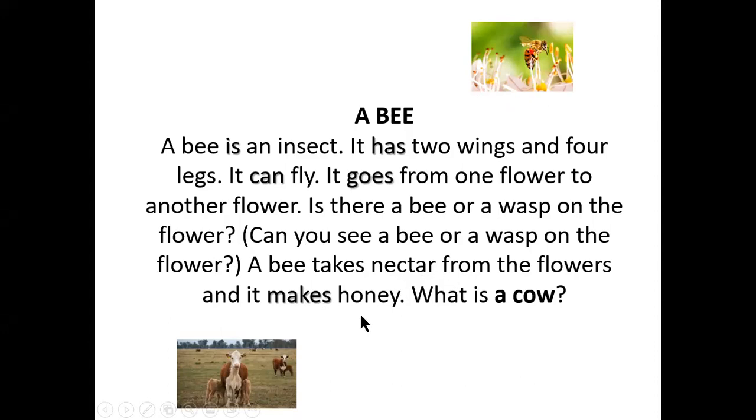What is a cow? What can you say about a cow? Can't you make to-be sentences, imperative sentences, modal sentences, and present tense sentences about a cow? Of course it is possible. We can speak about any other beings in our planet, in our world.